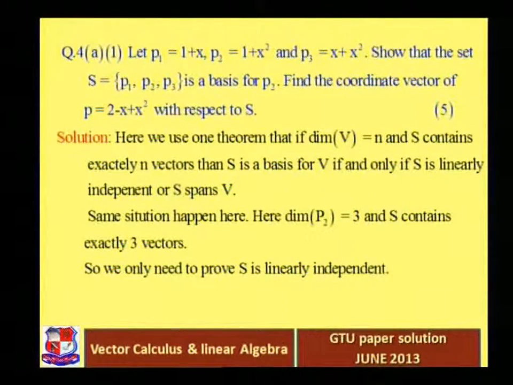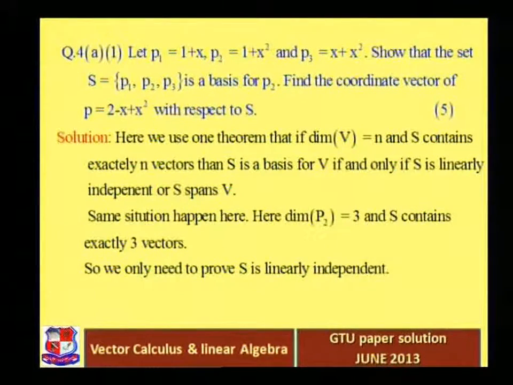So this question was asked in 5 marks. It's quite interesting. Here we have 3 polynomials which are polynomials of P2. P2 means set of all polynomials of degree 2, right? And S is a set {P1, P2, P3}. We have to prove that S is a basis for P2, and then find the coordinate vector of P with respect to the set S. So the first target is to prove that the set S is a basis for P2.